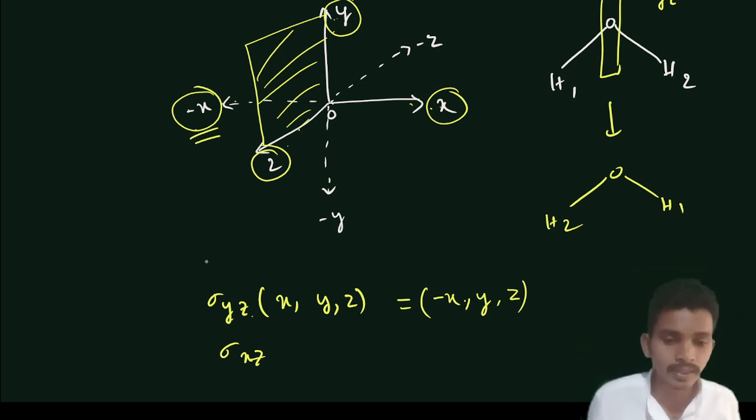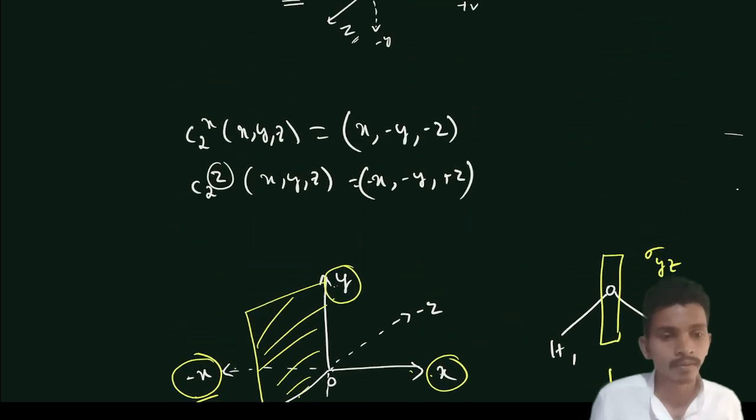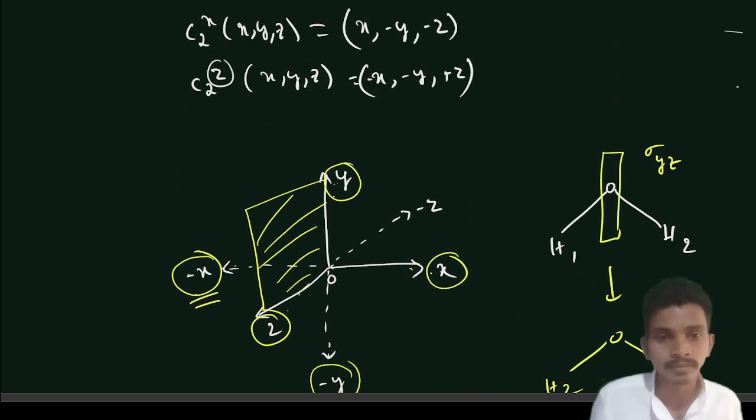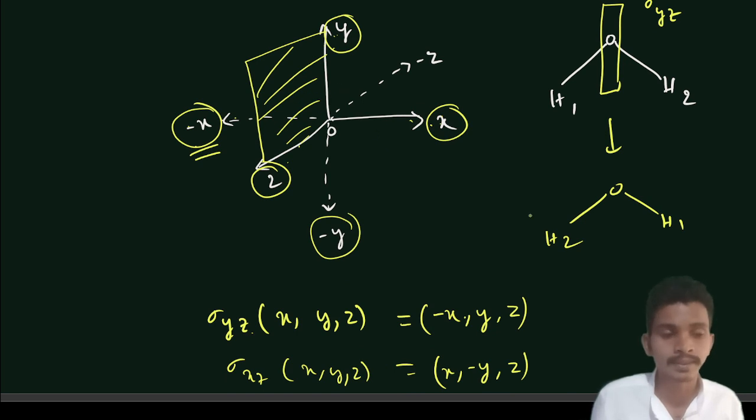So if you pass the plane sigma xz on x, y, z, then xz will remain as it is, and y will get reflected back. Since that is the back side, it is minus y, so that's why I put minus. And since x and z are contained in the plane, they are not reflected. So this is about the axis of symmetry and plane of symmetry, and how the axes are changing.